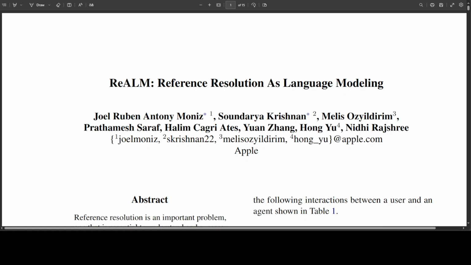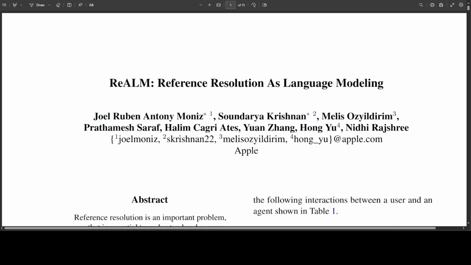This involves determining what pronouns, nouns, or other linguistic expressions are referring to in order to comprehend the meaning and context effectively. For example, in the sentence, "She went to the store and bought some groceries," reference resolution involves recognizing that "she" refers to a specific person previously mentioned or implied in the conversation or text. Addressing reference resolution is crucial for tasks such as natural language understanding, information retrieval, and dialogue systems, as it enables accurate interpretation and processing of language in various contexts.